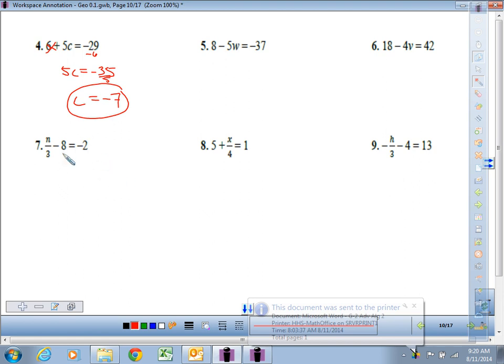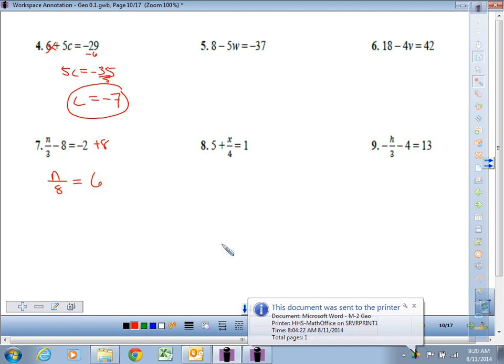So we should know that the first thing we're going to do is get rid of that minus 8. To get rid of the minus 8, we're going to add 8 to both sides. And then what we need to look at over here is, what is negative 2 plus 8? Well, that's just like saying positive 8 minus 2. That is 6.